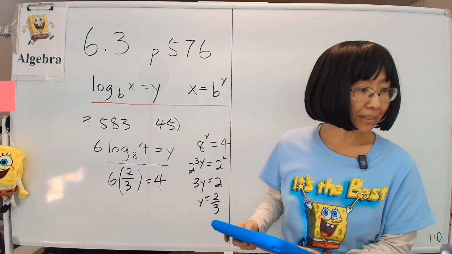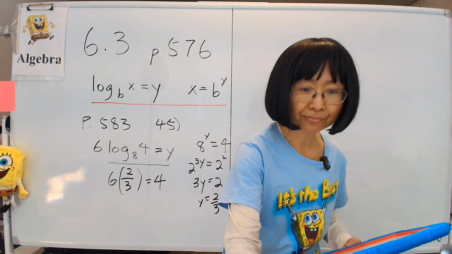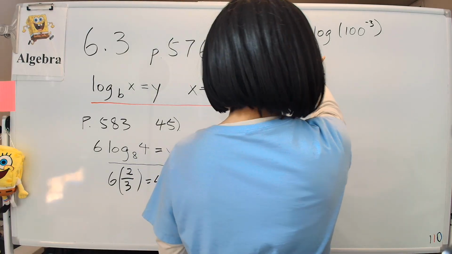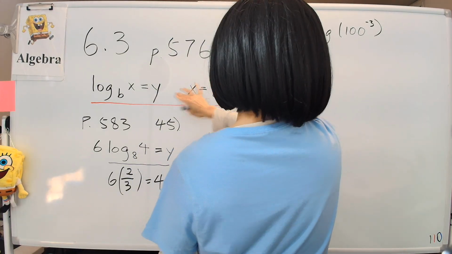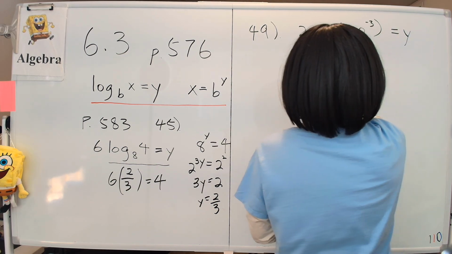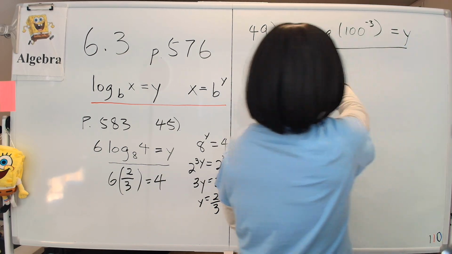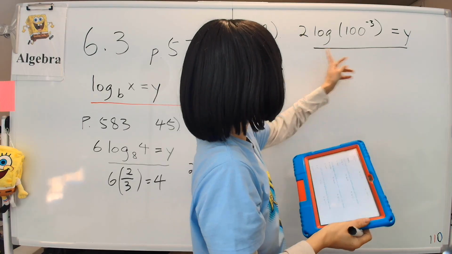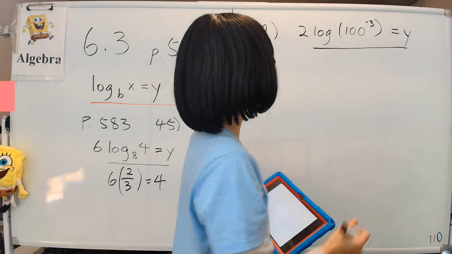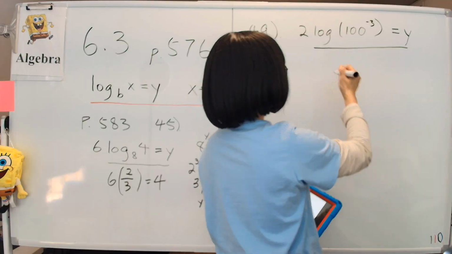So that's that. Next. So problem 49, we have that, which we'll call it similar to this. We'll call it this equal to y. Again, I'm only referring to the log part, okay? We'll deal with the 2 later. So let's figure out if y equals the log of 100 to the minus 3, what is y? If it's just this log, it means base 10.